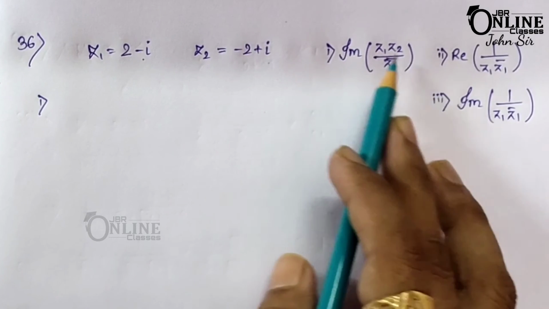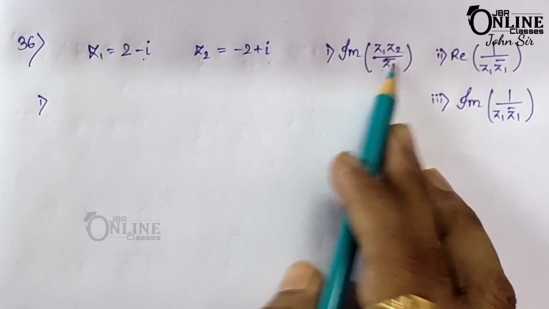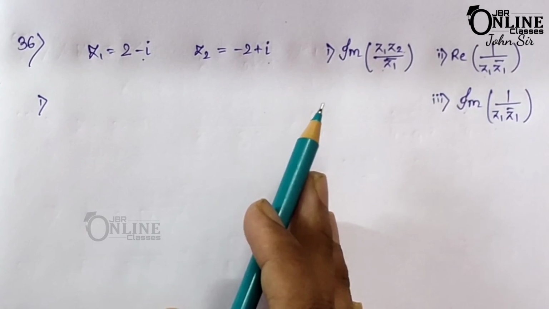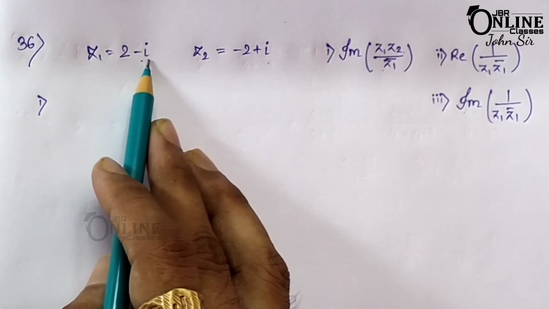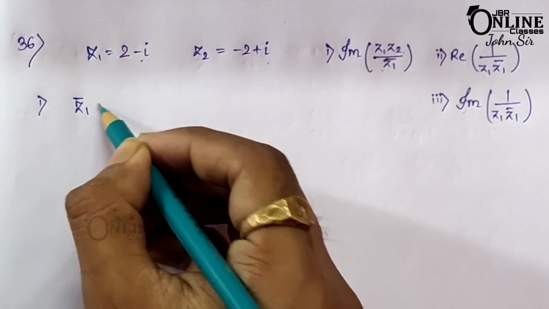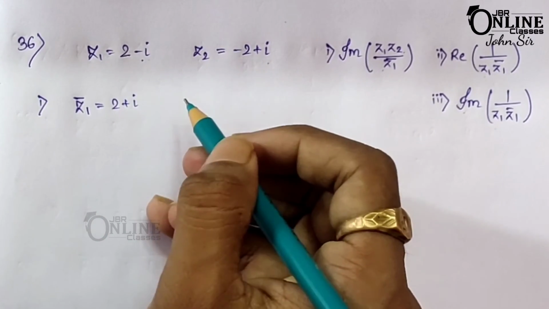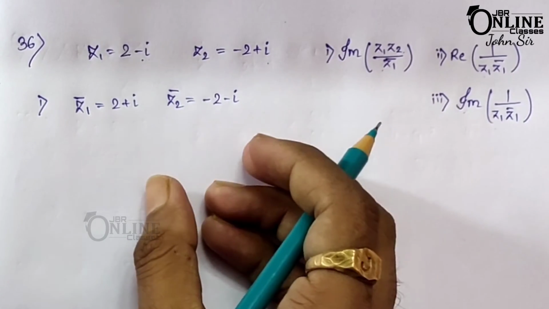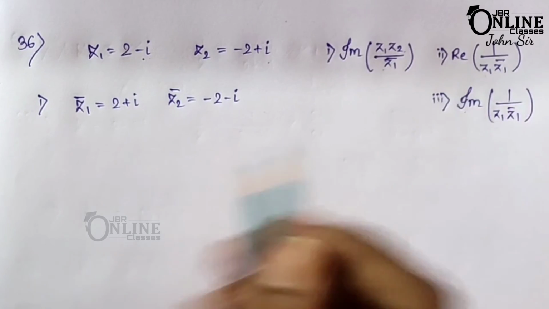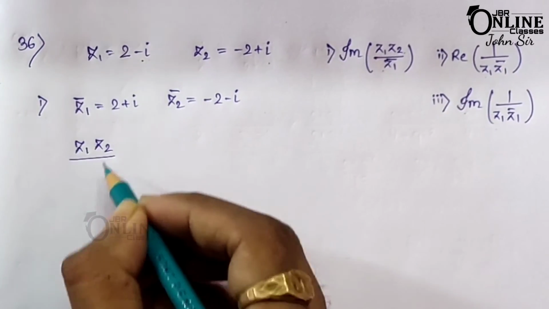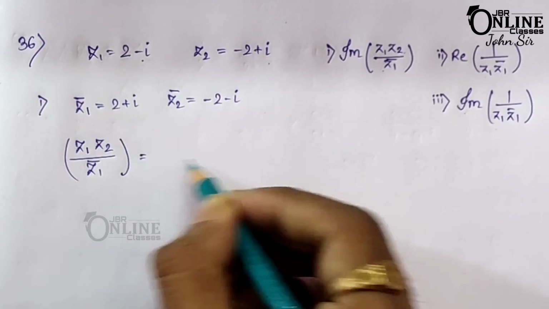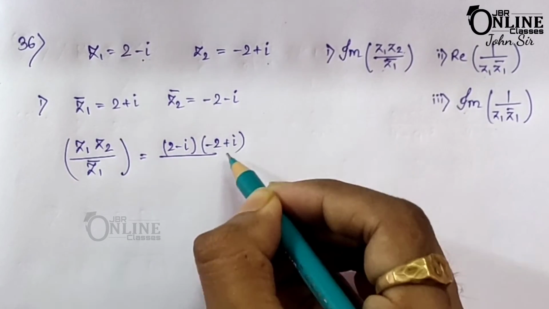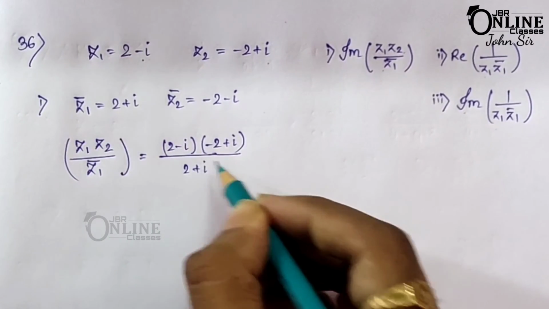then find the imaginary part of z1 z2 by z1 bar, the real part of 1 by z1 z1 bar, and the imaginary part of 1 by z1 bar. Okay, so as here z1 equals 2 minus i, then definitely z1 bar equals 2 plus i. Is it clear? And z2 bar equals minus 2 minus i. So first you have to find out z1 z2 by z1 bar. So write down here z1 z2 by z1 bar. So z1 equals 2 minus i and z2 means minus 2 plus i, and z1 bar means 2 plus i.